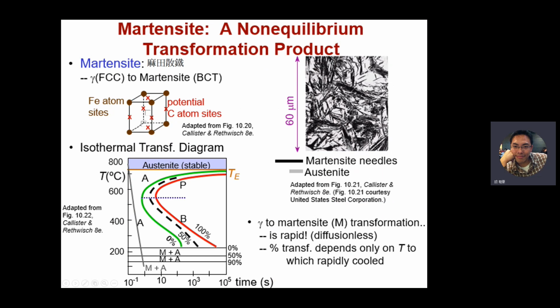Let's look at the other structure, called martensite, which is a non-equilibrium transformation product. So what is martensite? It is a transformation from FCC austenite to BCC or BCT martensite, where T is for tetragonal structure. This TTT diagram is the isothermal transformation diagram.